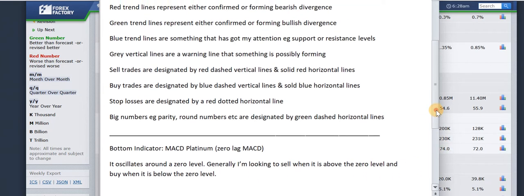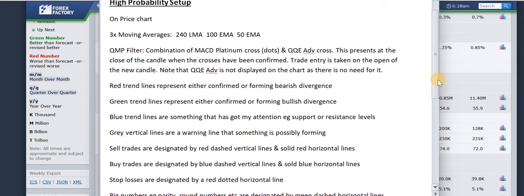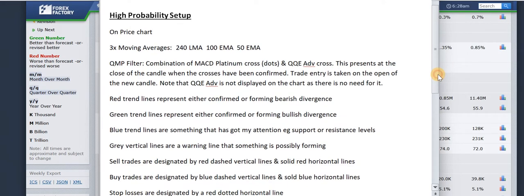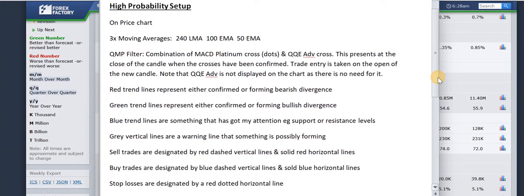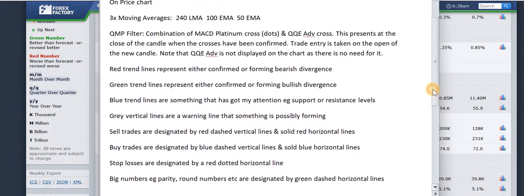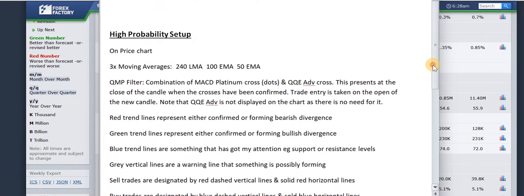So you can just take a screenshot of that, or pause the video and read it. I understand that English is not everyone's first language, and some people may have problems understanding the Australian slang, or I may talk too quick or too slow, who knows. But just take a screenshot of that and pause the video and just read it. All right, let's get on to the charts.